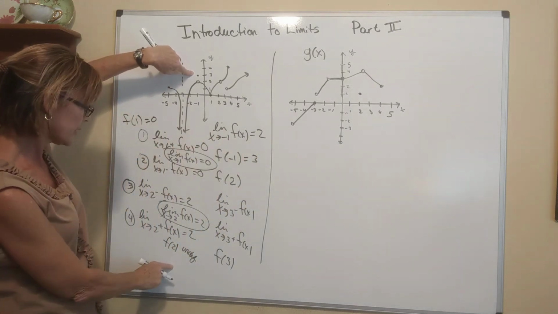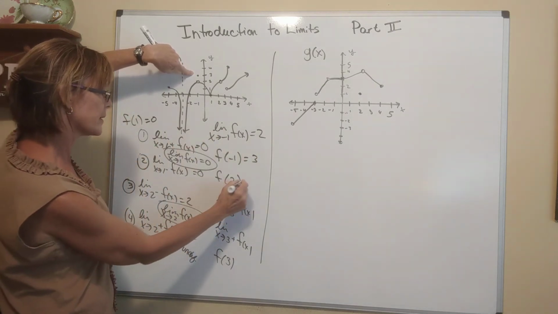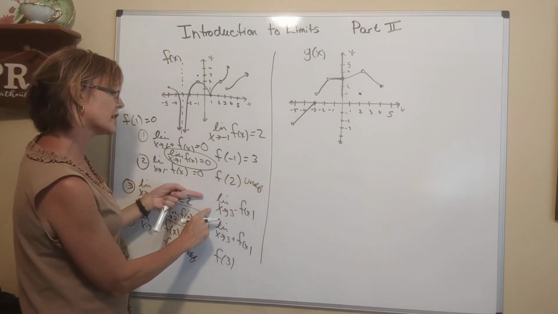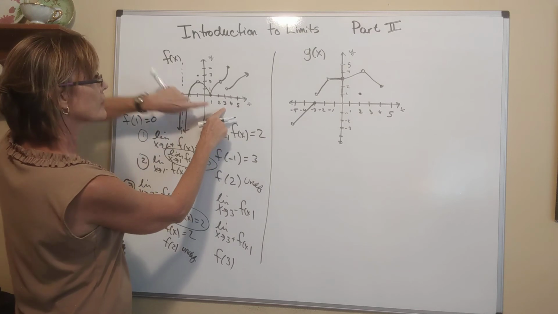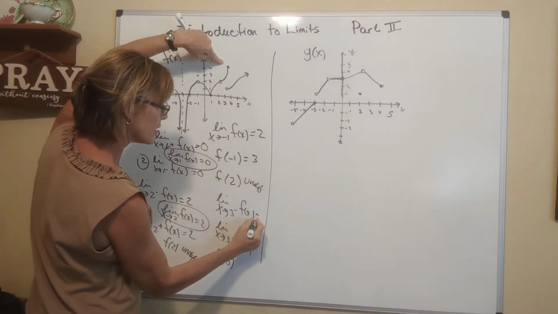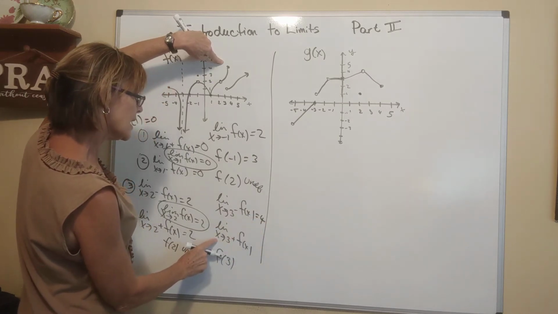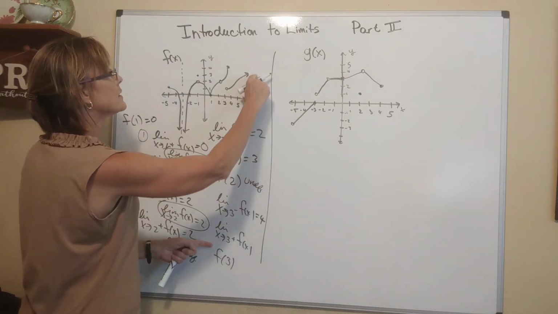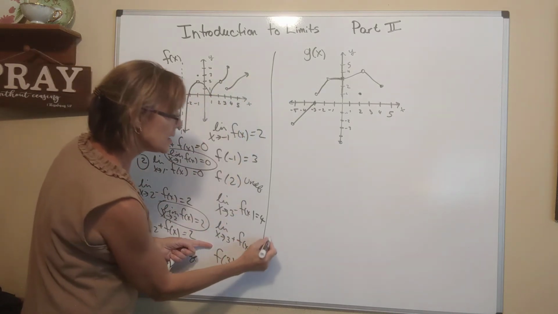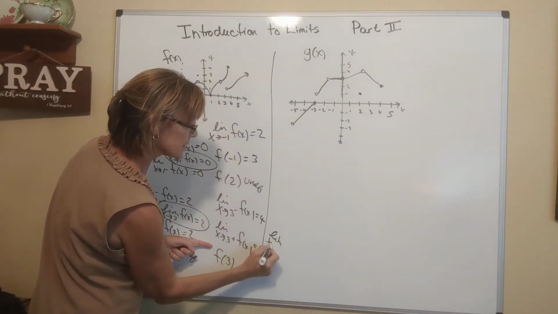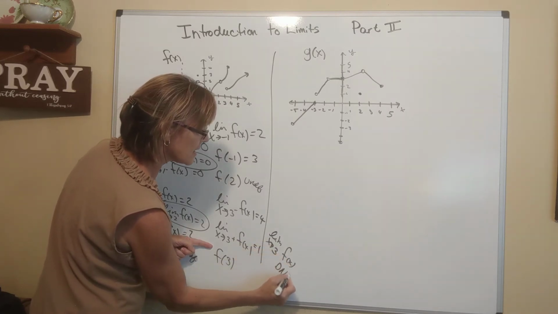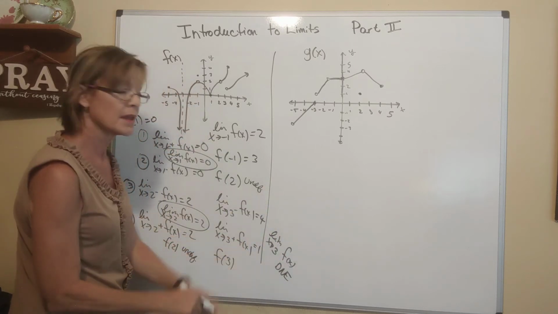Okay? Oh, and I already talked about f(2) is undefined. We already talked about that, undefined. Right here, the limit as x approaches 3 from the left: from the left side of 3, I'm coming up here, and it's approaching the value 4. That's 4. The limit as x approaches 3 from the right is down here, it's 1. The limit as x approaches 3 of f(x) does not exist because those don't agree.